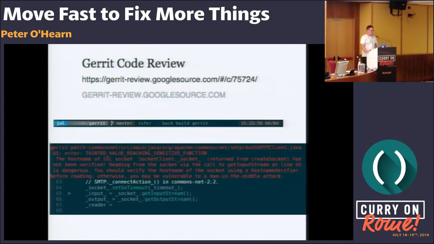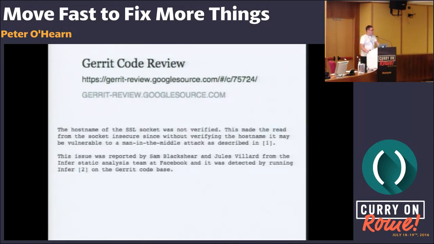There's a point I want to make about this example. Two of our engineers, Sam Blackshear and Jules Villard, found this by running it on Gerrit. They stared at this potential bug for hours, might have been over 10 hours, trying to figure out: is this a real bug or not? They couldn't figure it out. So then they talked to some security experts in Facebook who've worked on this sort of thing. Is this a real bug or not? Not sure, but it looks like I'd be careful about that. They submitted it to the Google folks, and the Googlers didn't tell us whether it was a real bug or not, but they fixed it.